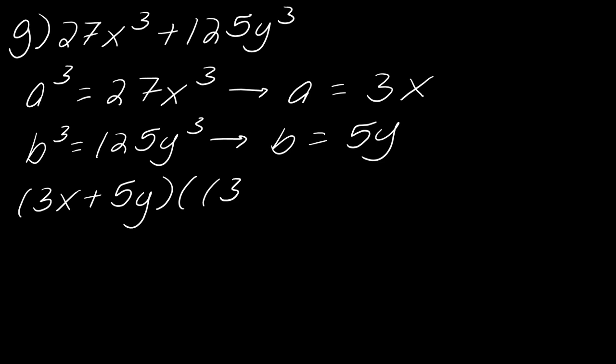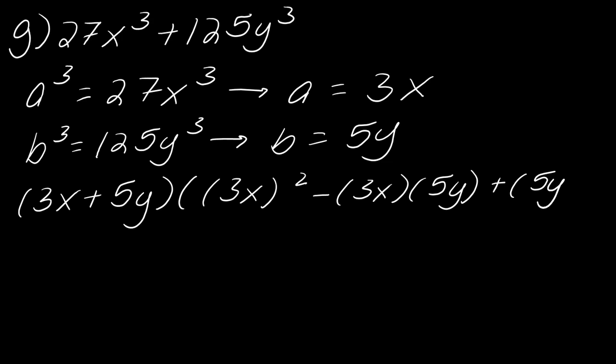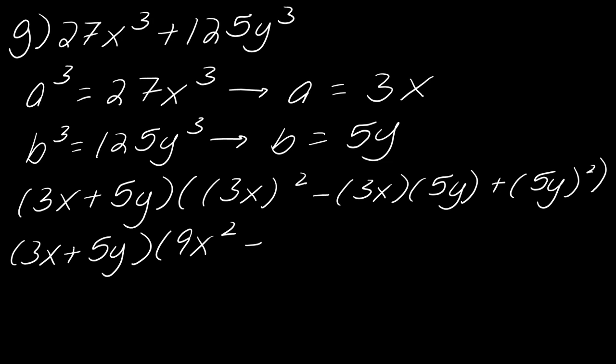And this one I'm probably going to have to go in steps. So I'm going to have all of 3x squared. Remember, I use the opposite sign here. So this will be minus 3x times 5y and then plus 5y squared. Okay, and now let's work that out. So that becomes 3x plus 5y and then 9x squared minus 15xy plus 25y squared.